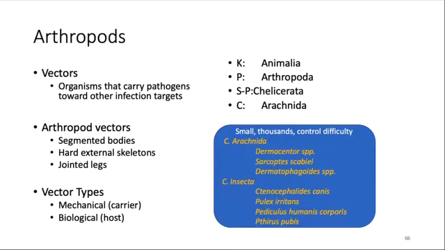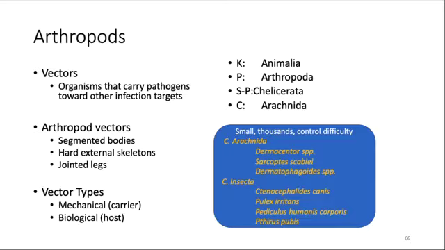They are mainly vectors of diseases, and that's why they are of interest to us. So they carry organisms that are pathogenic. We have those that have segmented bodies. They will have a hard exoskeleton and jointed legs, and they have different vector types. They may carry the pathogens accidentally. In this case, they are mechanical carriers, or the pathogen will enter their bodies and go through its own metamorphosis in the body, and then they will transmit the infection as well.